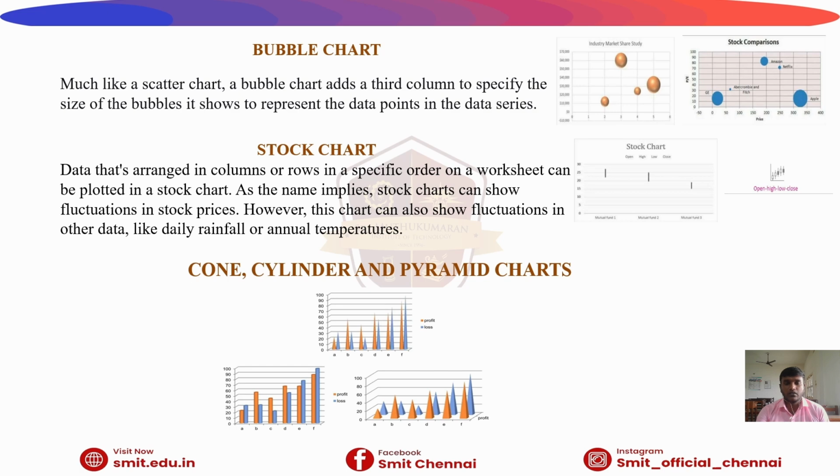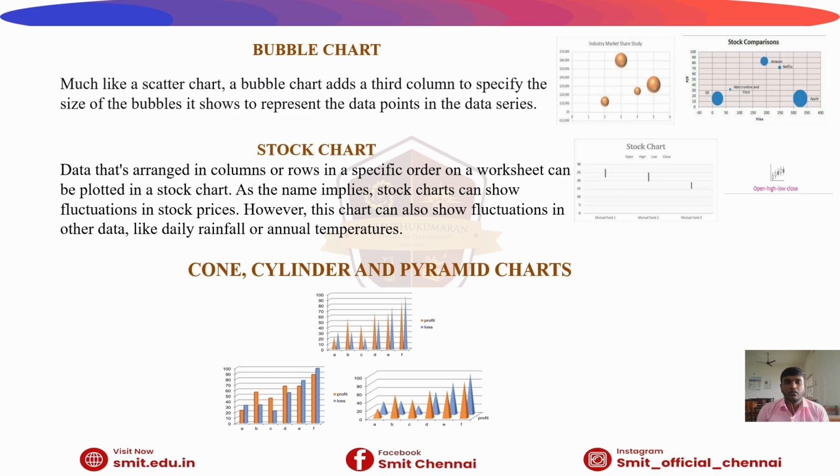Then the bubble chart. A bubble chart is like a scatter plot with a third dimension. The size of the bubble represents an additional variable. If you want to show the relationship between three numerical variables, for example, sales on the x-axis, profit margin on the y-axis, and market size as the bubble size, for that you can use this bubble chart.